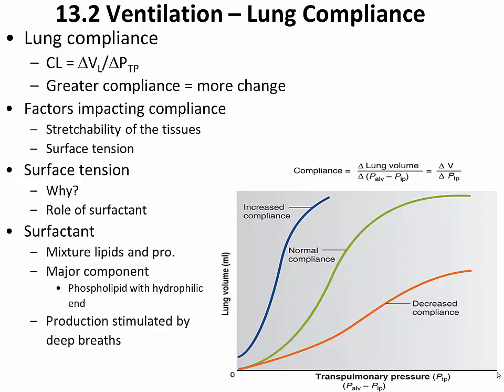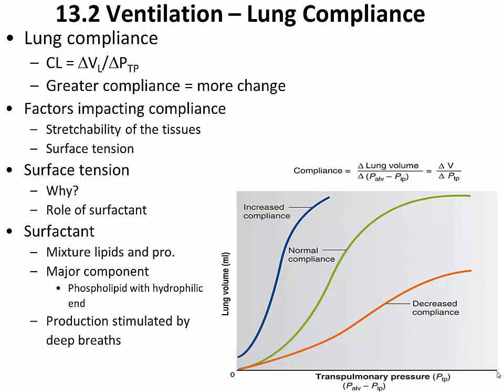So there are two factors in the lungs that impact compliance. One is the stretchability of the tissues, and that shouldn't vary too much unless some sort of disease is impacting the lungs. That's possible, and we'll talk about some of those problems. But the main one, and the one that is the biggest influence in healthy lungs, is surface tension.